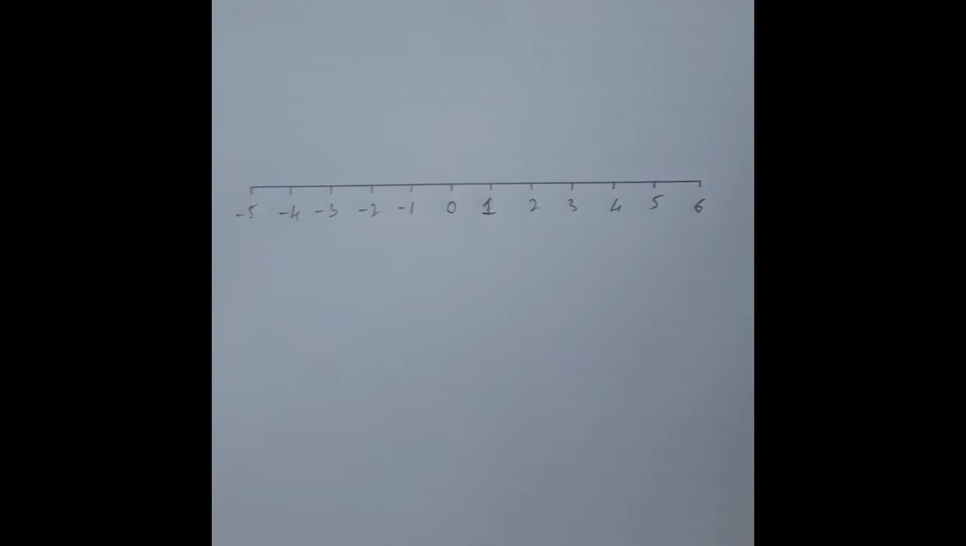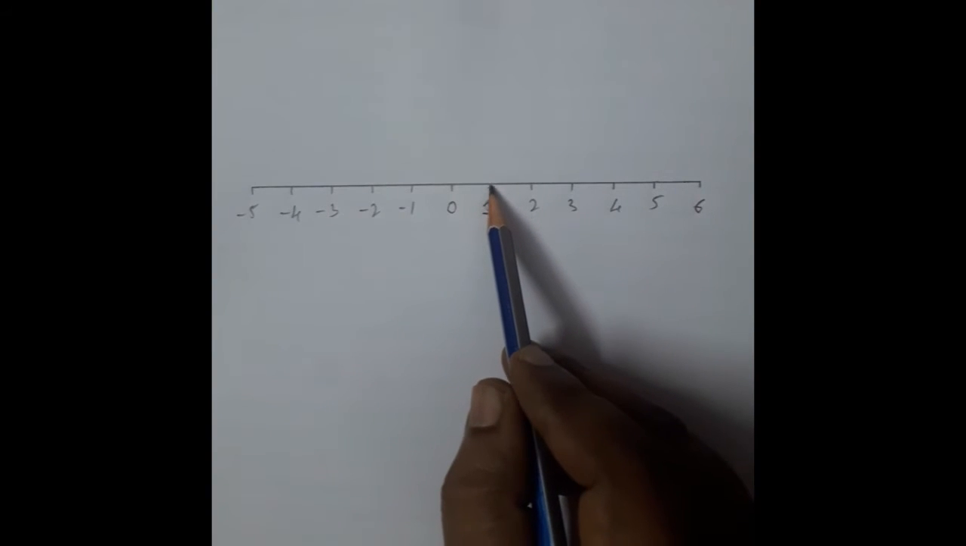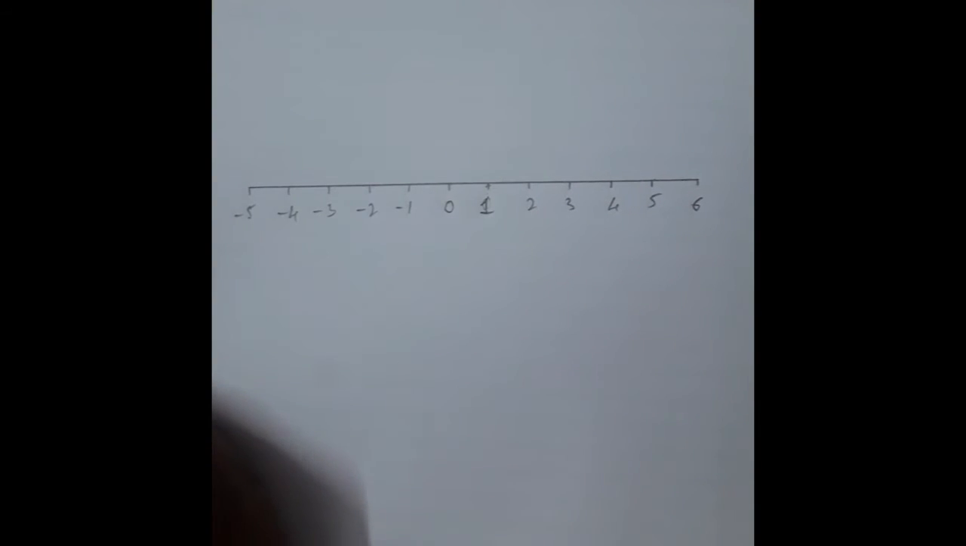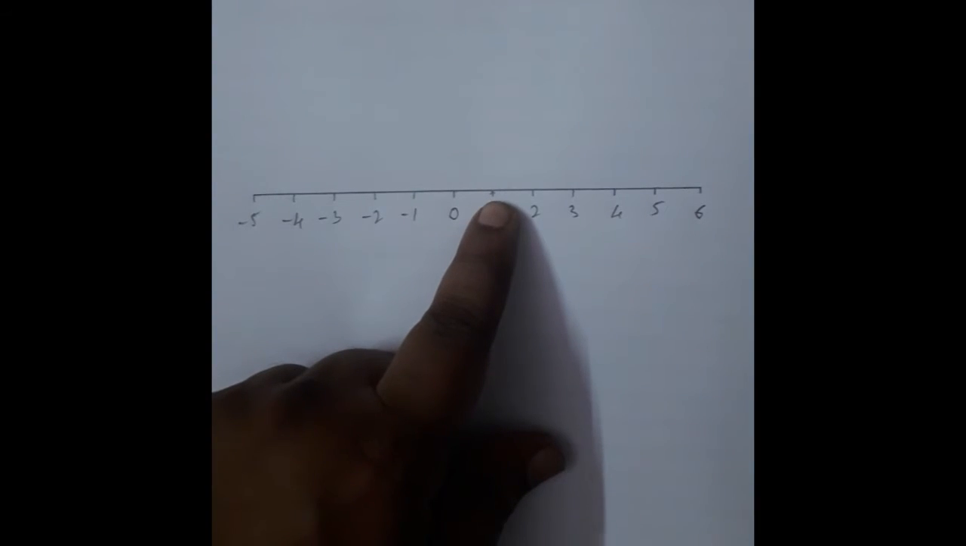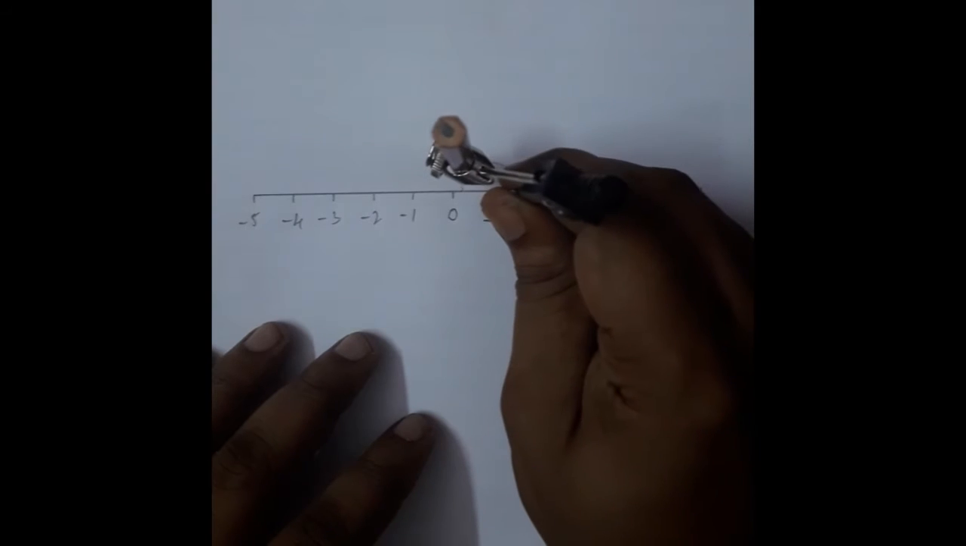So our next step is to draw a perpendicular. We'll draw a perpendicular from 1, so we'll take 1 as our center. For that we'll need a pair of compasses like this. Make sure they are balanced and it's not shaking. We'll keep the point over here and draw a semicircle. So let us draw a semicircle from 1, taking 1 as the center. Ready?